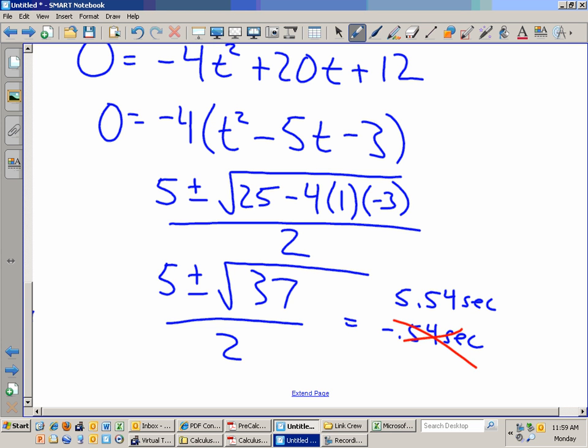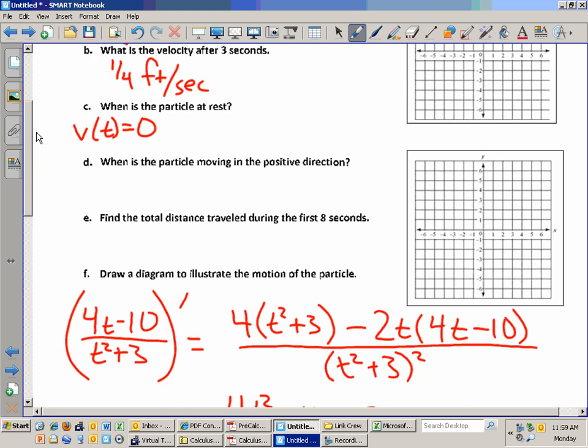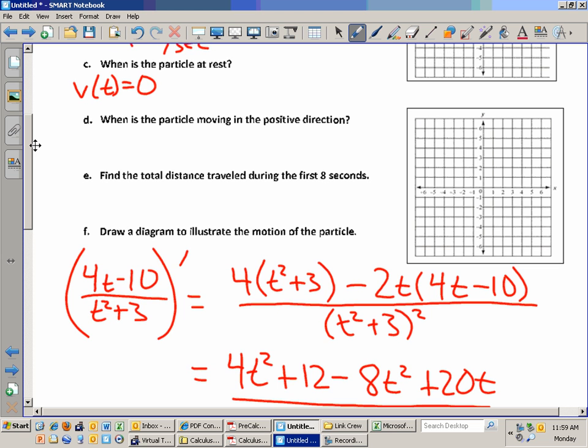So again, notice the trick. We set the numerator equal to 0 because the denominator we knew something about, it was always positive. Wasn't a problem. 5.54 seconds is when it's equal to 0. So time equals 5.54.